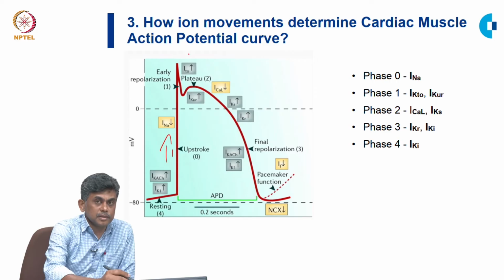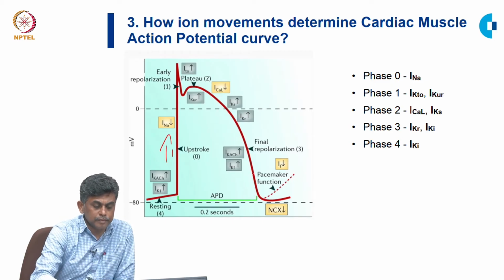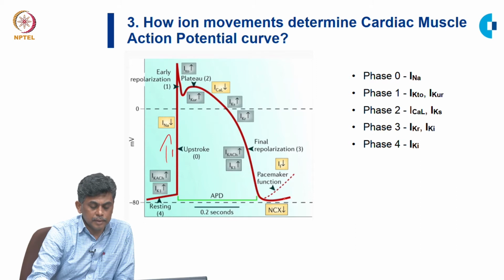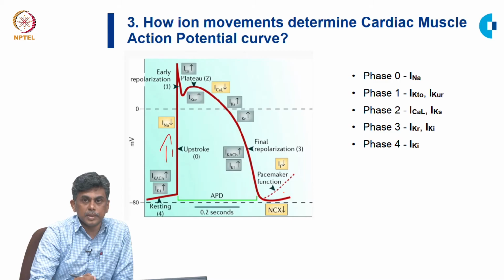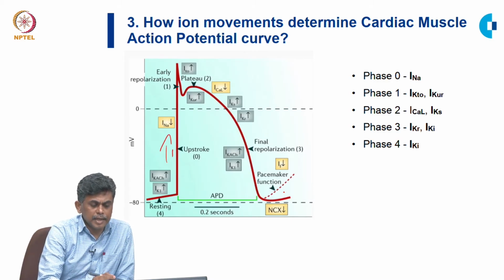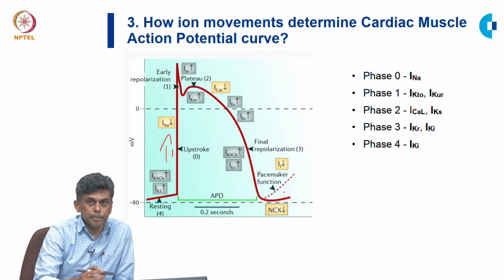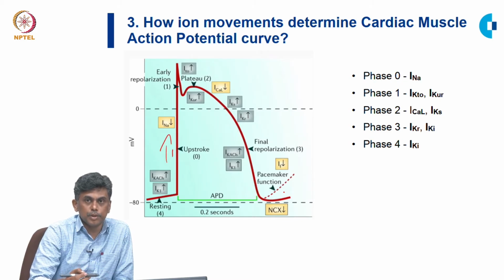So, that is one phase which is called phase 0. Then it drops down. So, that is called phase 1. Then it plateaus again. It is called phase 2. And then it drops down again, which is called phase 3. And then you have a maintenance at a normal baseline, which is called phase 4. So, these 5 phases of cardiac ventricular muscle action potential are determined by these 3 channels, which are sodium, potassium and calcium, and as I told you, we should concentrate on potassium and calcium.